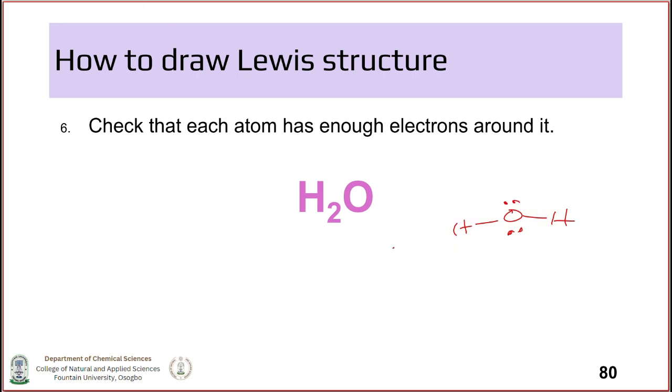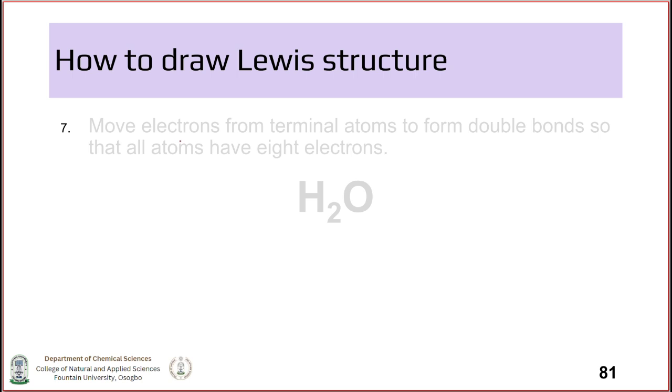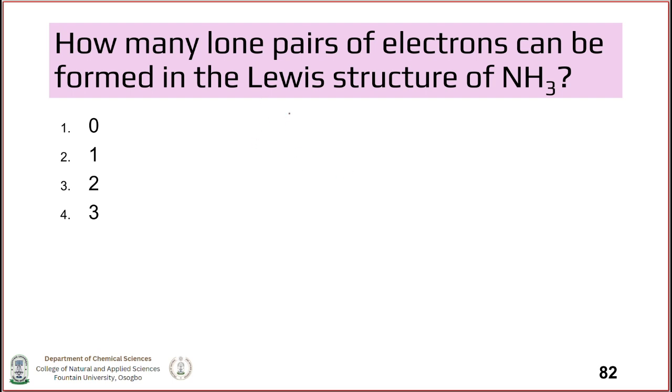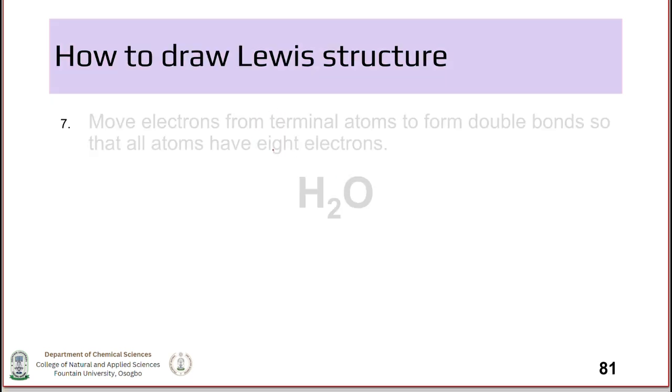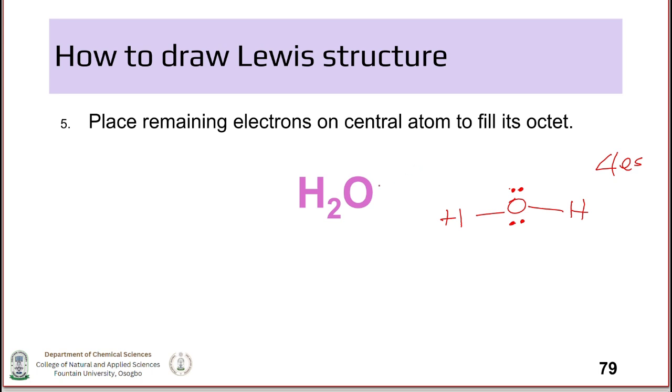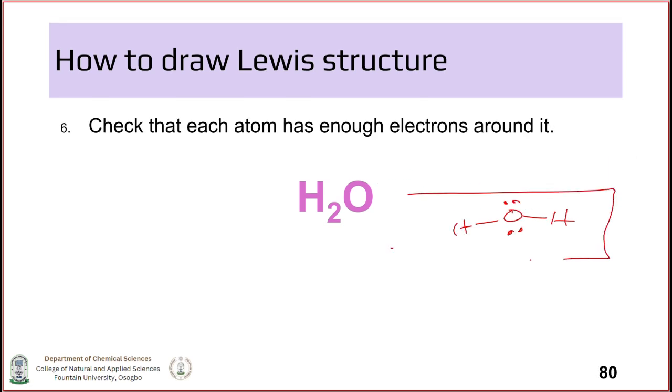So the next slide, what is there? Move electrons from terminal atoms to form double bonds so that all atoms have octets. We don't need this, that's why I drew it out. We don't need a double bond in this case, because everything is correct already for water. So if I go back, this is the Lewis structure for water. Draw the Lewis structure for water, and you need to show the lone pairs of electrons. So that's the Lewis structure for water.